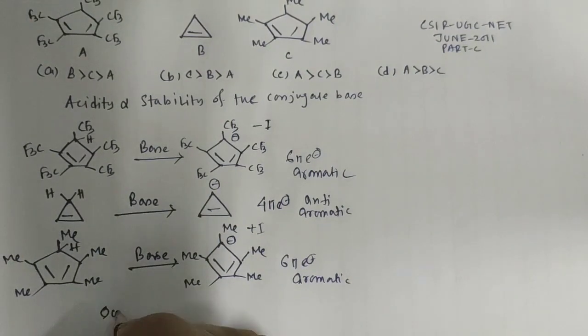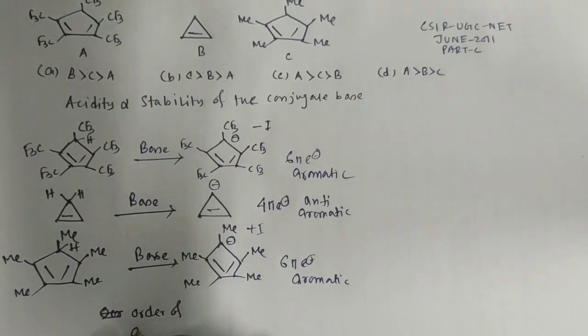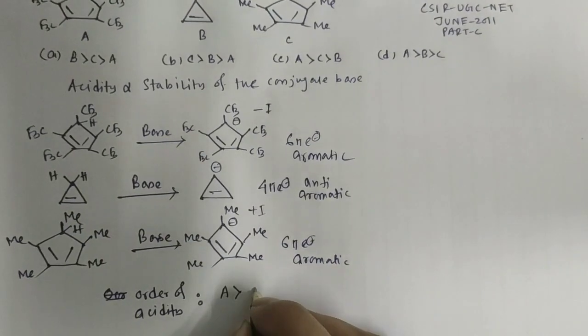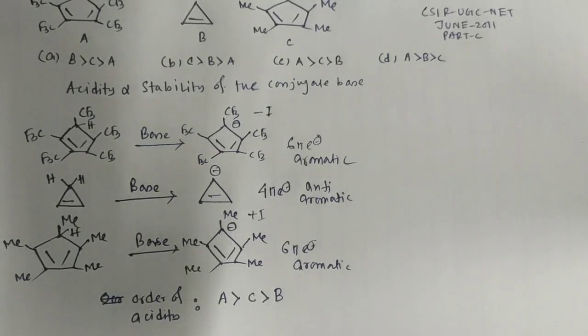So correct order of acidity will be A greater than C and B will be the least acidic.